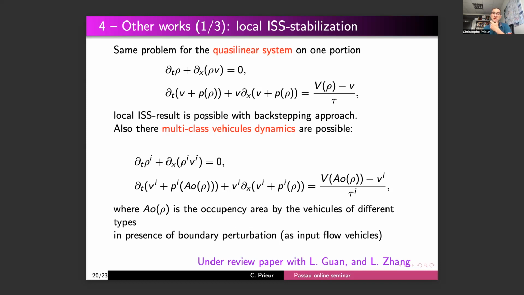For the quasi-linear system, we deal with input to state stability by first linearizing and then deducing a local result in an appropriate norm. This is a paper that is currently under review, with Lina Guan and Li Guozhang. And there are, as always with Aw-Rascle-Zhang traffic, some perturbations.